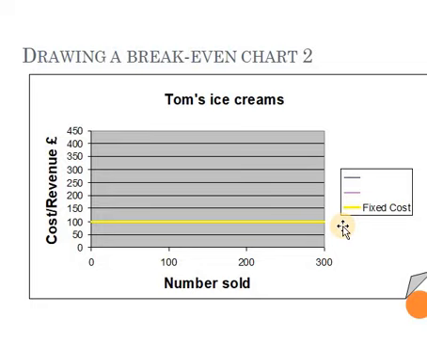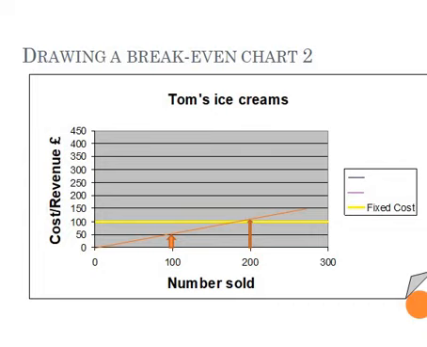So how do I draw it? I draw a horizontal line at 100 on the y-axis because this is the cost that he's going to pay, $100, and it's fixed, so it's a horizontal line.